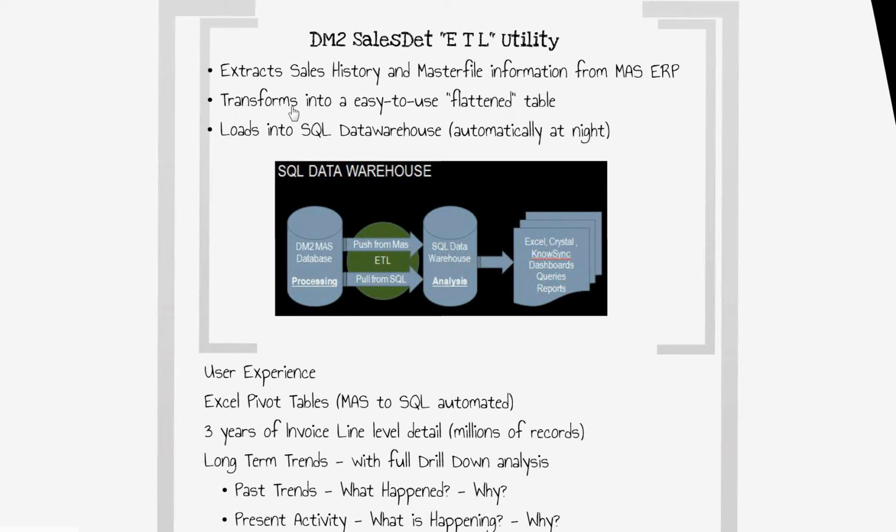It transforms that information, so it puts it into an easier to use what's called flattened table, so that when you're writing your reports off of it, it's very simple. You don't have to know all the little nuances of the data dictionary. It's been simplified, made more user-friendly. And then it loads it into the SQL Data Warehouse. So here's the ETL in the middle and the SQL Data Warehouse on the right.